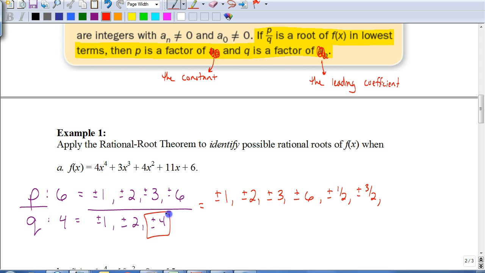So now I'm going to go to the 4 as my denominator. I want to list out all the possible roots now that would have 4 as my denominator. So 1/4.